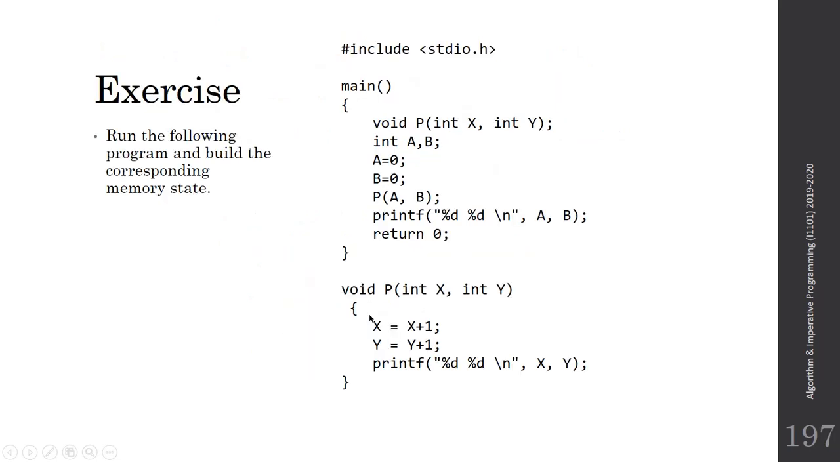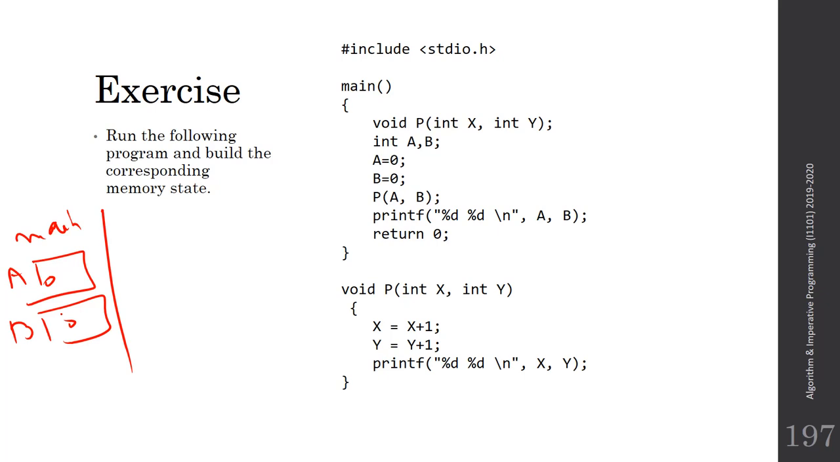So you can see that. Let's pass to an exercise. We need to run the following program and build the corresponding memory state. We have main, it uses one function called P, which takes two integers, and we have two integers A and B. So let's draw the memory state. In the main, for now I have A, it contains 0, and B, it contains 0. Then I need to execute P.